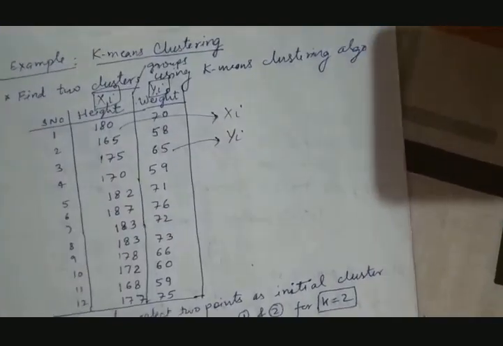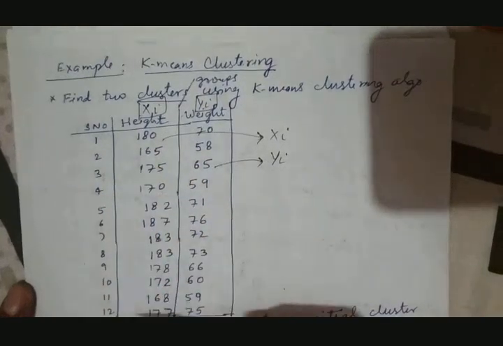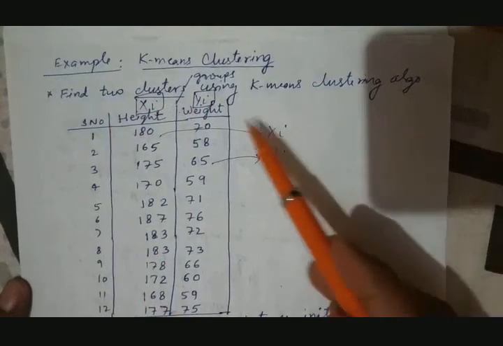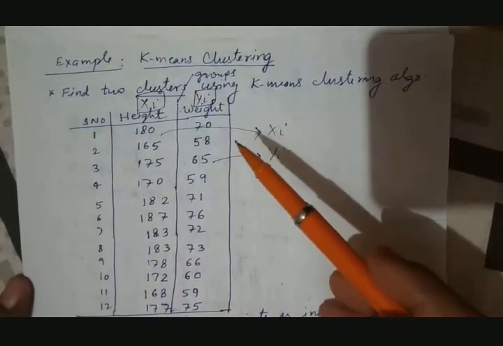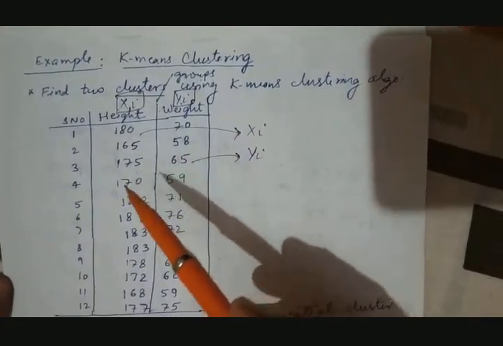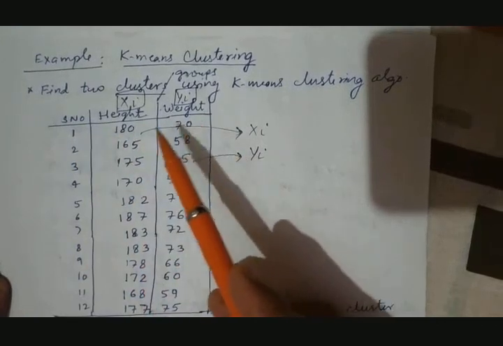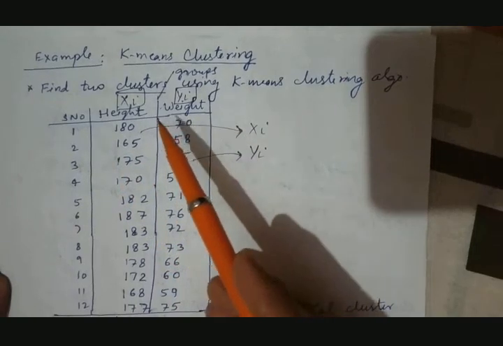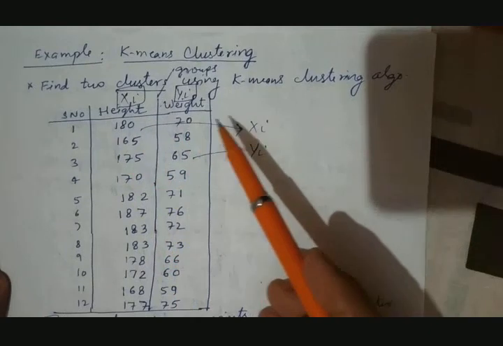Now it will be understood by a simple example. Just see here, we have these data points available, and we have to find two clusters. So we have to group these data points into two clusters using the k-means clustering algorithm. What do the data points represent here? Basically, in each record the first coordinate is the height and the second coordinate is the weight. So there are two coordinates in each record.